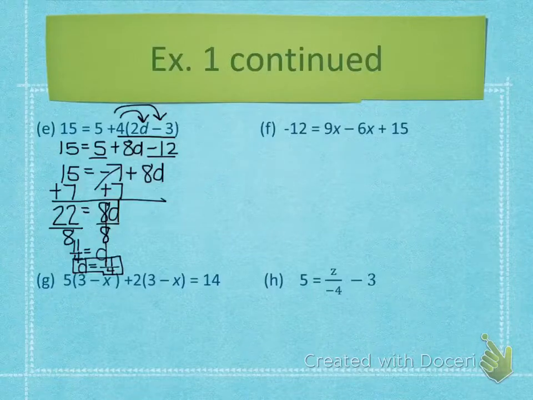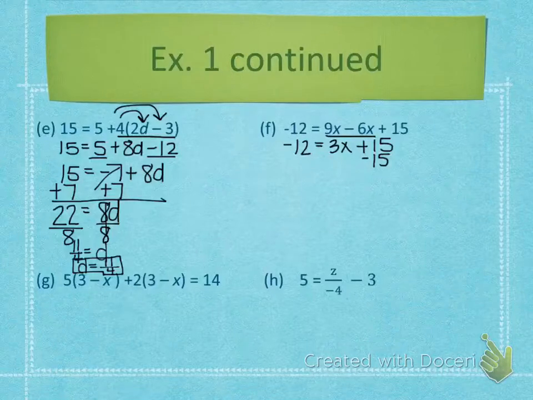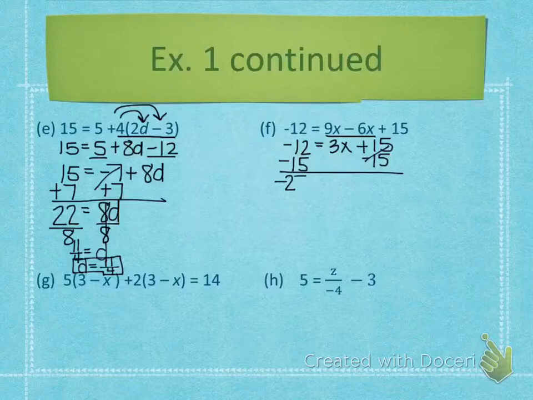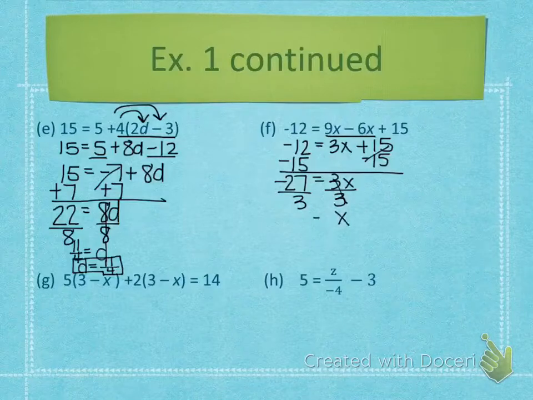We don't have the distributive property in letter F, but we do have like terms. So negative 12 equals 9x minus 6x, which is 3x, plus 15. What do we do next? Subtract 15. What's negative 12 minus 15? Negative 27. And that equals 3x. How do we solve for x? We divide both sides by 3. So what does x equal? Negative 9. And of course, we're going to write x equals negative 9.